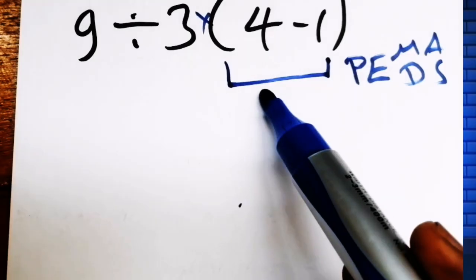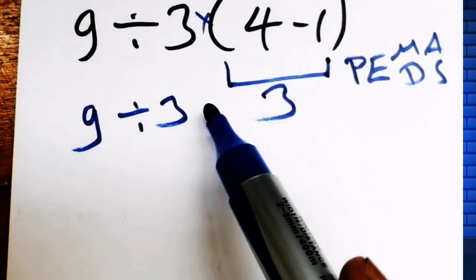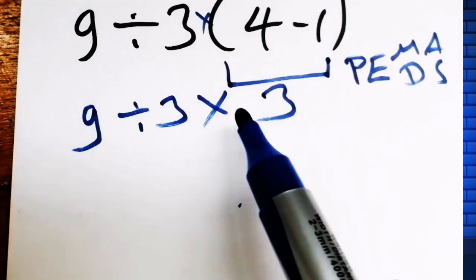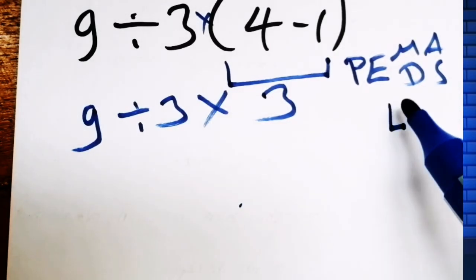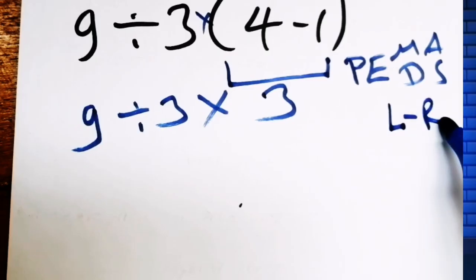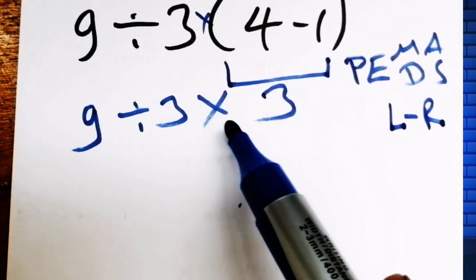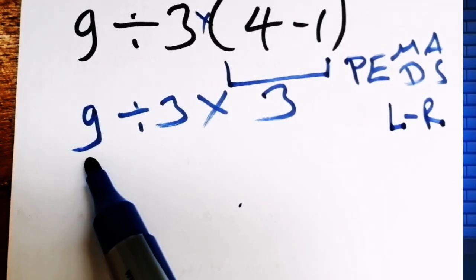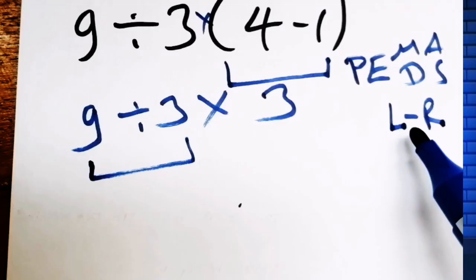4 minus 1 is equal to 3. Therefore 9 divided by 3 times 3. Remember that multiplication and division have equal priority. We have to work from left to right. Therefore here there is one division and one multiplication. Okay, therefore this division has higher priority than this multiplication according to PEMDAS, from left to right.